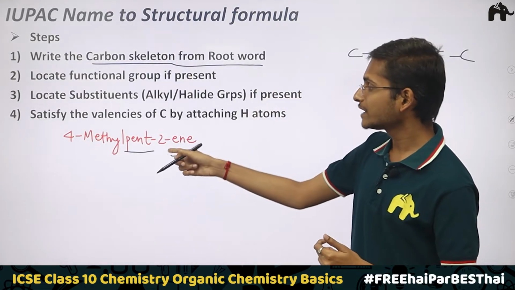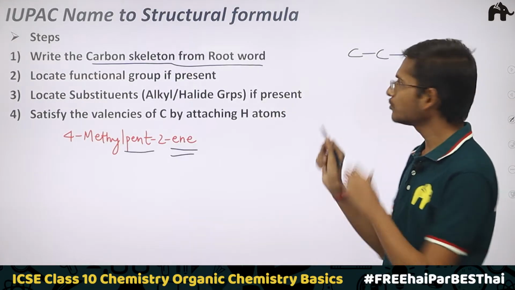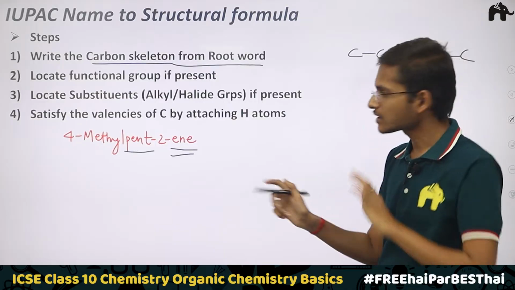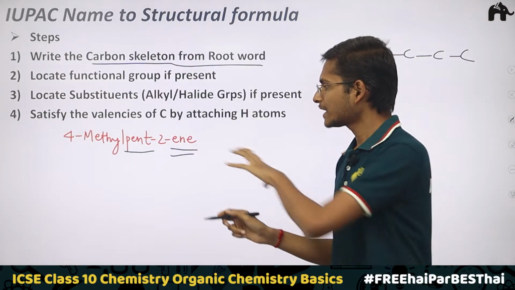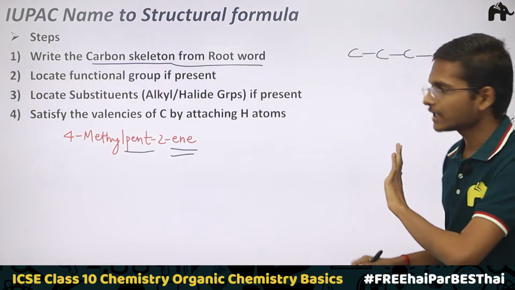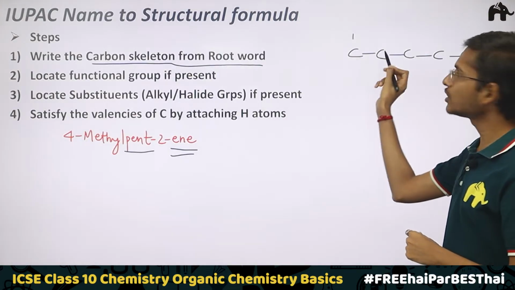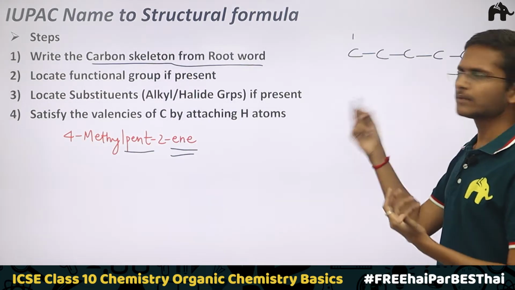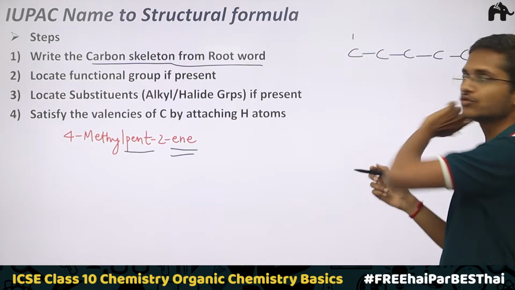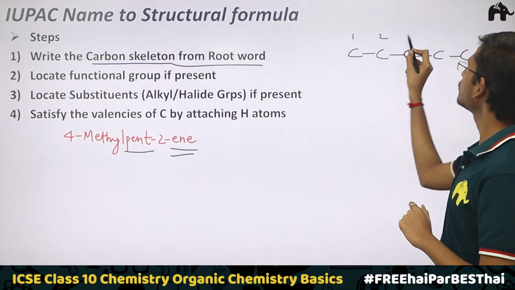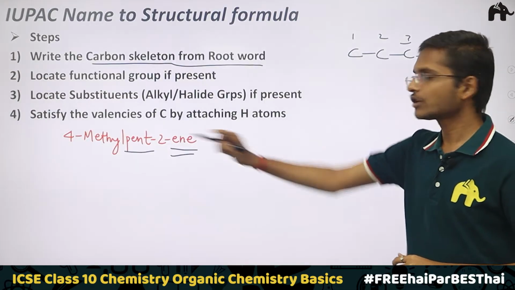Now I would locate it, meaning I would denote the position of the functional group which is given to me. They are saying the functional group is attached to the second carbon atom. If I number from this side, you can number from this side or that side, no issues. But once you start numbering from a particular side, you stick to that numbering. So 1, 2, 3, 4, 5. Now the ene, the double bond, is at the second carbon atom.